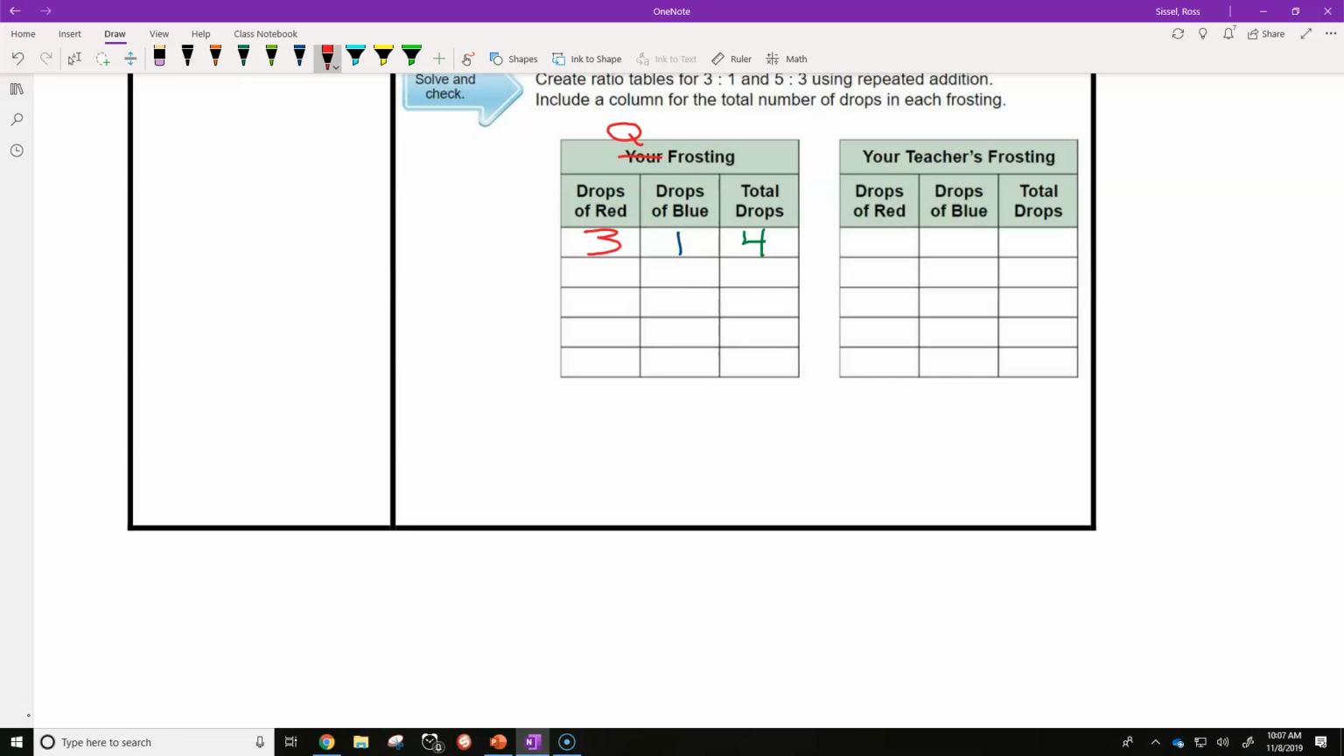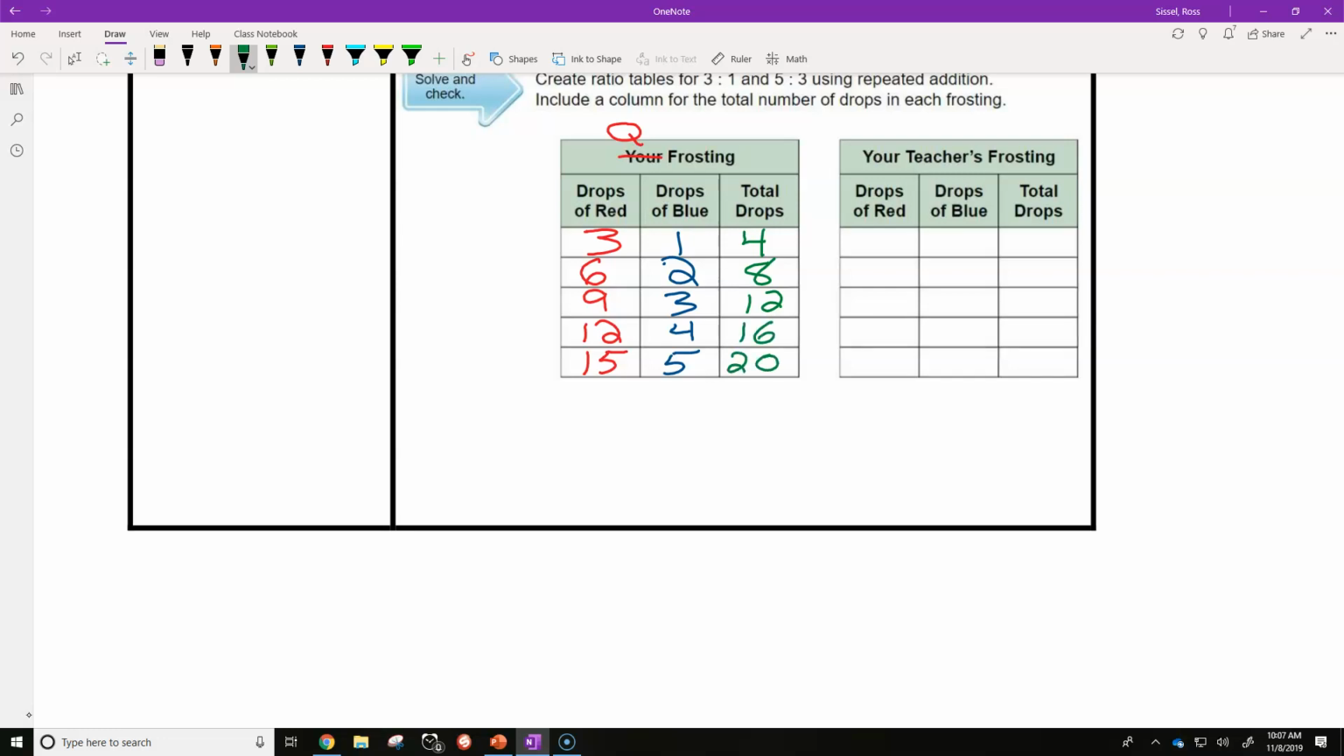Let's say he did 3, and he did another 3. That's 6. Another 3 is 9. Another 3 is 12. Another is 15. Okay, number of blue. He had 1. If you put another 3 of red, how many blues does he have? 2. If he had 3 more. Okay. How many total drops does he have? 4. 8. 12.